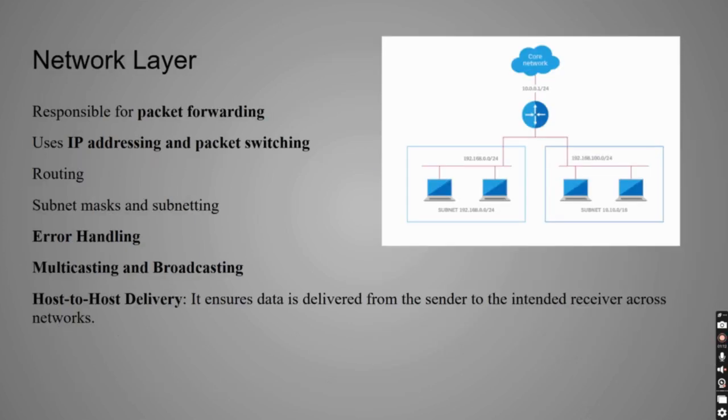These are the network layer functions. They are responsible for packet forwarding, ensuring that the data moves efficiently between devices using IP addressing and packet switching. It handles routing, selecting the best path for data transmission, and subnetting, which organizes networks for better performance. It also manages error handling, which ensures lost or corrupted packets are retransmitted.